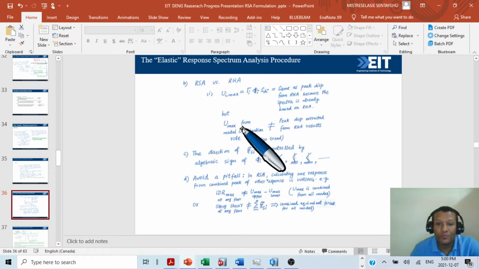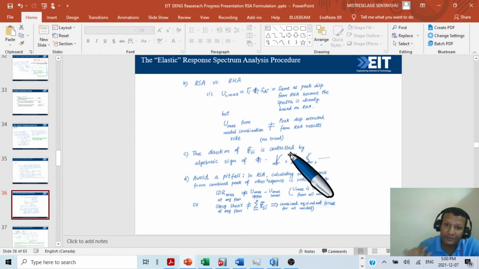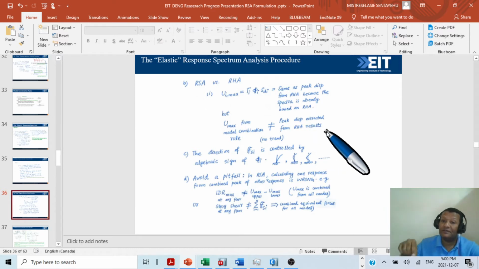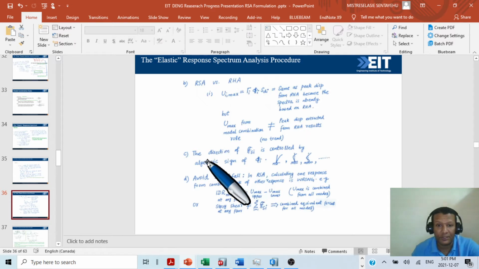But Umax from the modal combination rule is not the same as the peak displacement extracted from the RHA result, because in RHA we have to calculate each uncoupled equation of motion and find the result. But when we pick the peak from modal combination, it is not equal.